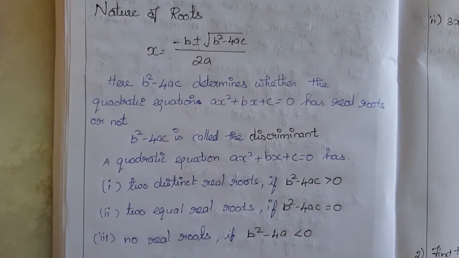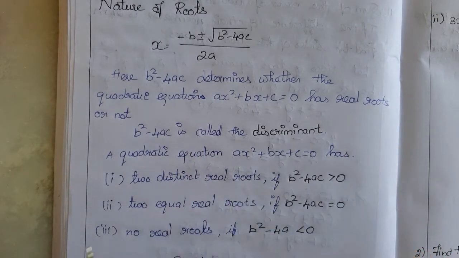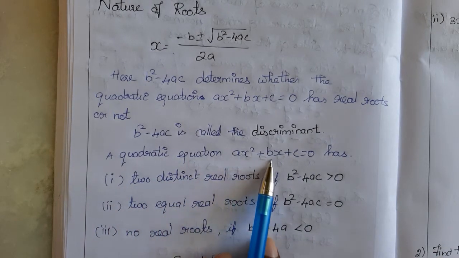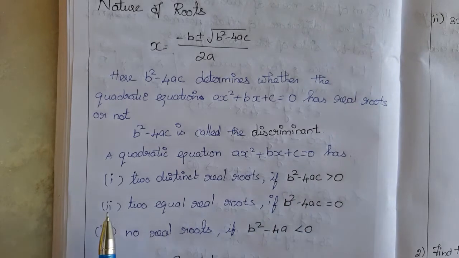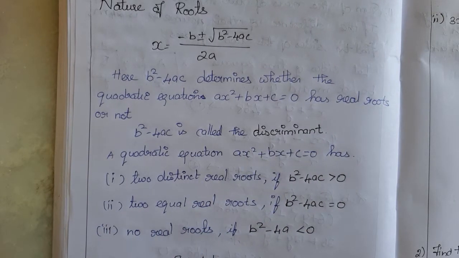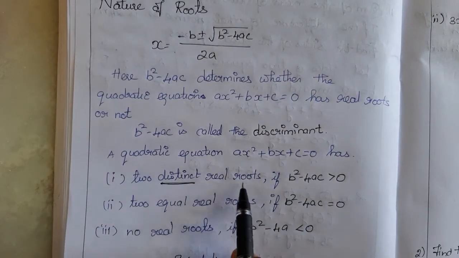With the previous problems we have seen, right? We will get two equal roots or two different roots. Sometimes there will be no roots also. So any quadratic equation in the form of ax square plus bx plus c is equal to 0 has three cases. Two distinct roots. Distinct roots means different. So there will be two distinct real roots, real numbers.